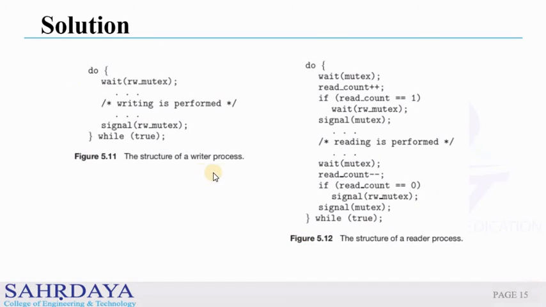Here you can see the code for both the reader and the writer process. The code on the left is for the writer and on the right is for the reader. As seen in the above code, the writer just waits on the RW mutex semaphore until it gets a chance to write to the resource. After performing the write operation, it increments the RW mutex semaphore so that the next writer can access the resource.